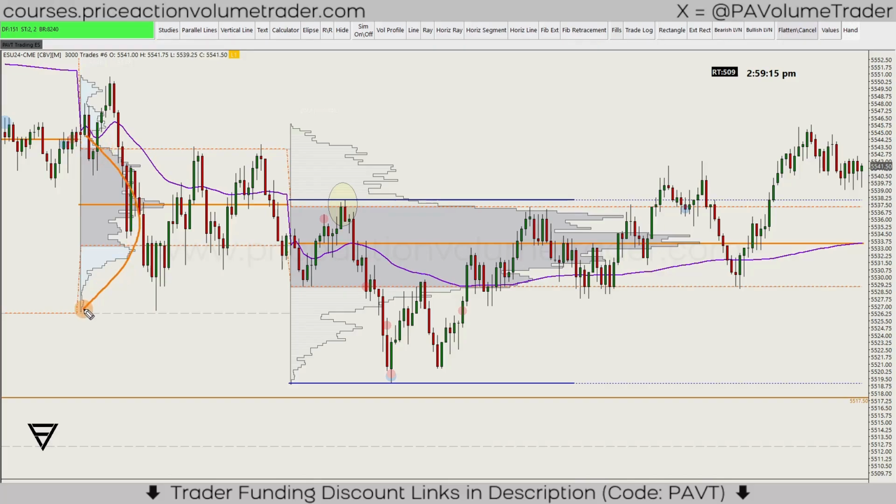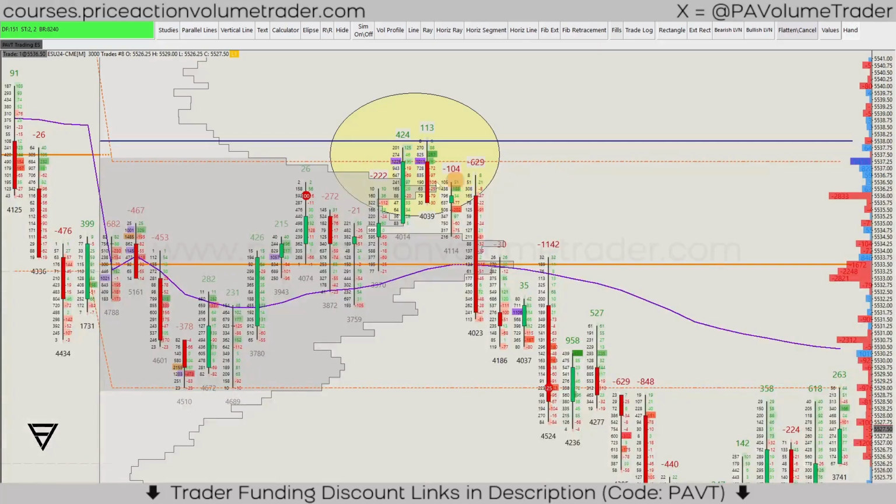We have a big high volume node here, and we have our naked point of control right at this level where we pushed up. So going back to the footprint, you can see this area is where that naked point of control was, coming from the overnight. And then we get high volumes coming right around that point of control level.